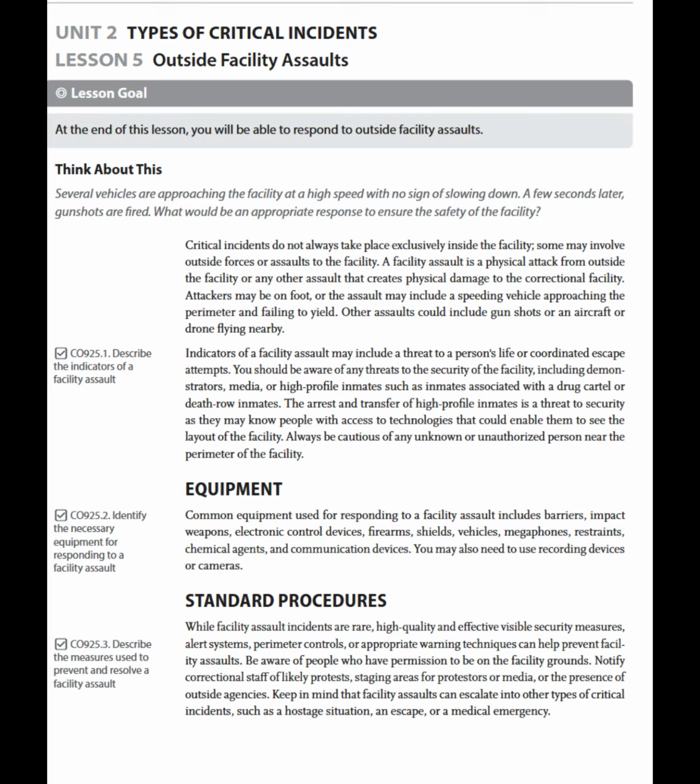Describe the indicators of a facility assault. Indicators of a facility assault may include a threat to a person's life or coordinated escape attempts. You should be aware of any threats to the security of the facility, including demonstrators, media, or high-profile inmates, such as inmates associated with a drug cartel or death row inmates.